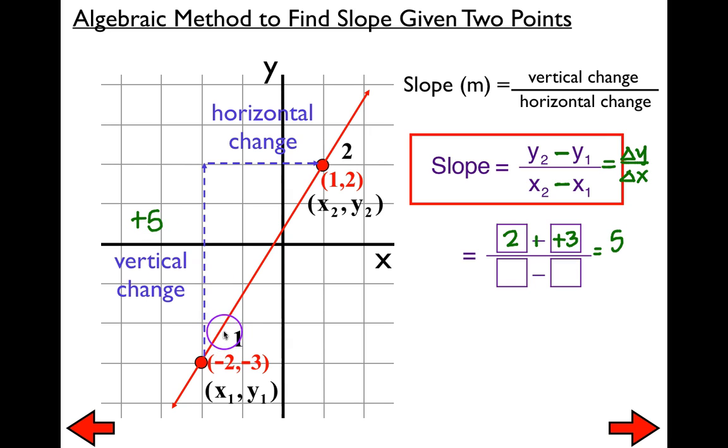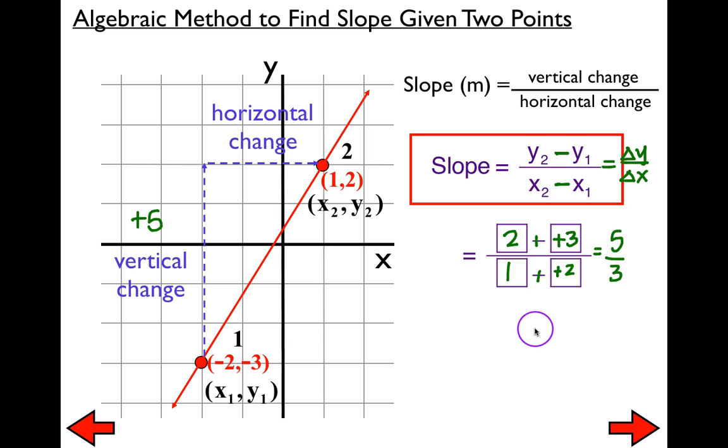Okay. So now let's look at our horizontal change, so the difference in the x's. So what you're trying to do is figure out how did -2 become a 1? But how do I do that, since negatives and positives are kind of tricky? Well, what you can do is take the second x, which in this case is 1, subtract the first x, which was -2. Here I'm going to add the opposite, so 1 plus 2 is 3.